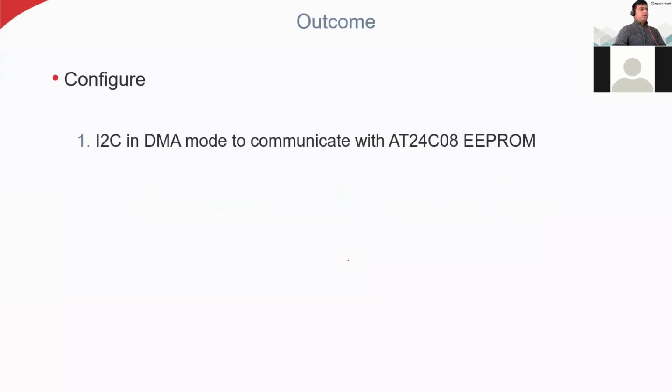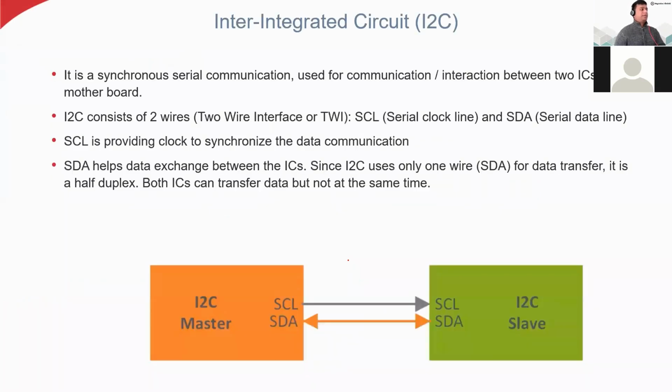This I2C is also used for serial data communication. So for example, this is also useful for serial data communication, and it's helping to transfer the data between two ICs within the motherboard. So for example, let's say this is the motherboard of your washing machine in your home.